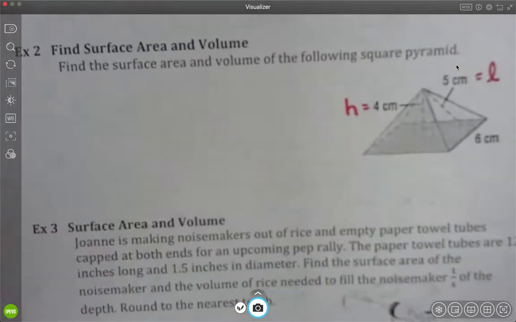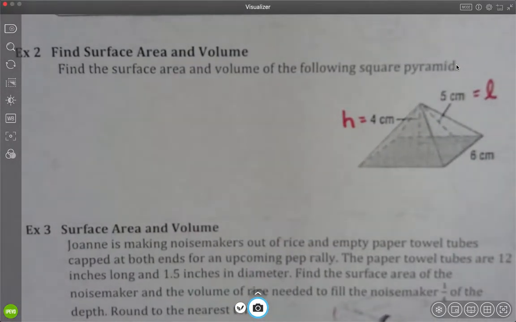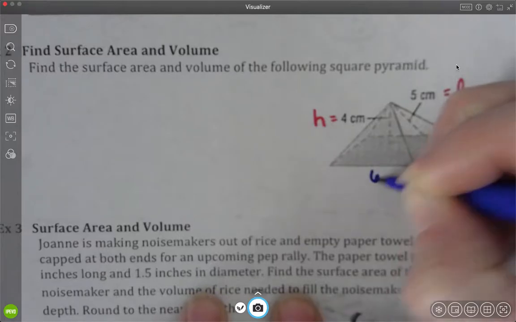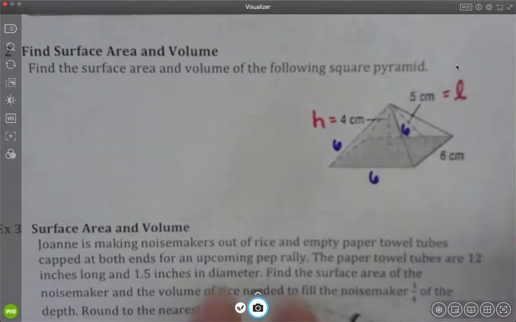So find the surface area and volume of this square pyramid. There's a really important word in there that helps me identify some things about this. Square. What does that mean? All the sides of the base are the same. So if this side is 6, then this one is also 6, and this one is 6, and this one is 6. So all 4 sides are 6s.